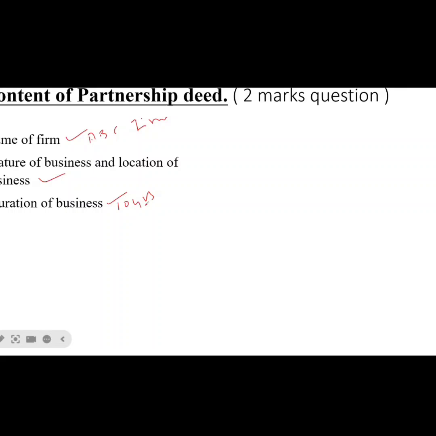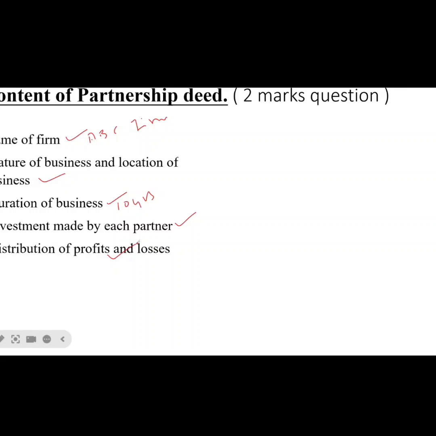Next is the investment. What is the capital invested by each partner? Say there are 3 partners. How much investment each partner is making into the partnership firm should be mentioned clearly in the partnership deed. Next is the distribution of profits and losses. What profit and loss are they going to share between the partners? What ratio or what percentage of profits and losses they are going to share between the partners should be mentioned in this particular content.